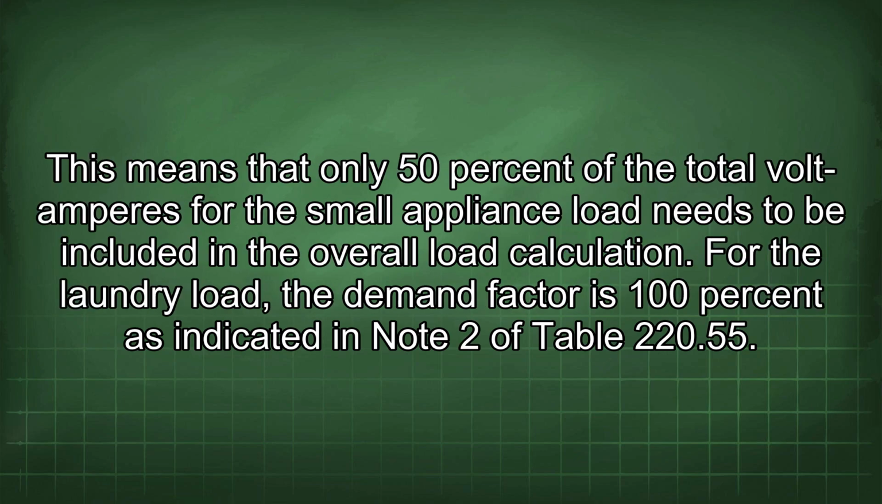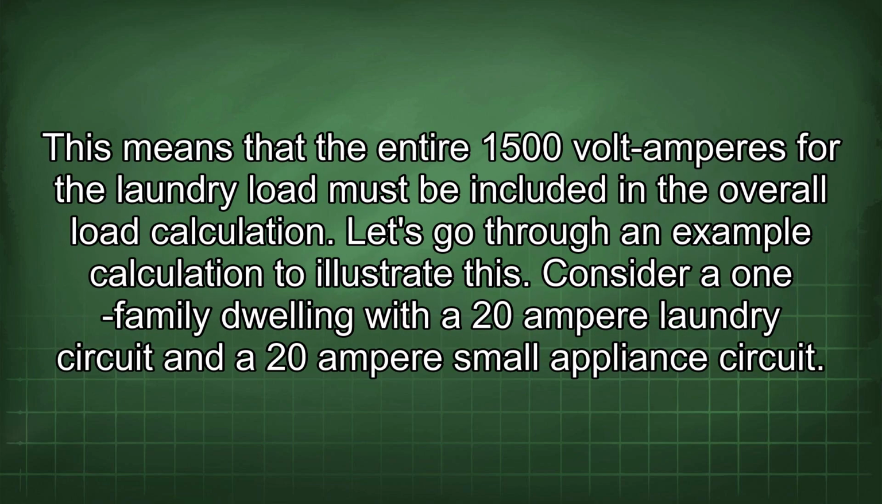This means that only 50% of the total volt-amperes for the small appliance load needs to be included in the overall load calculation. For the laundry load, the demand factor is 100% as indicated in Note 2 of Table 220.55. This means that the entire 1500 volt-amperes for the laundry load must be included in the overall load calculation.